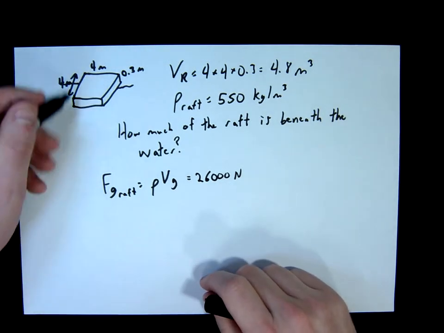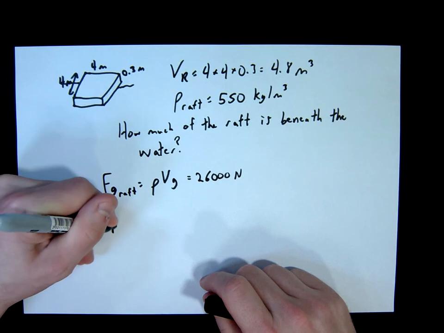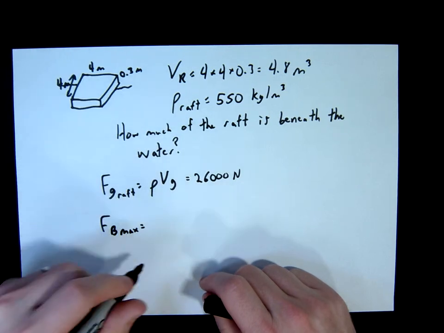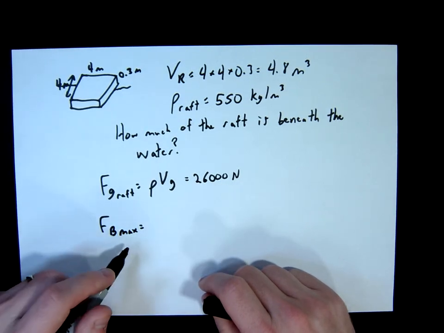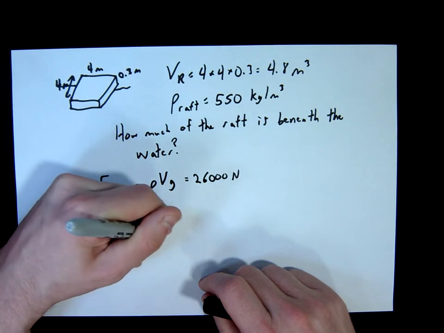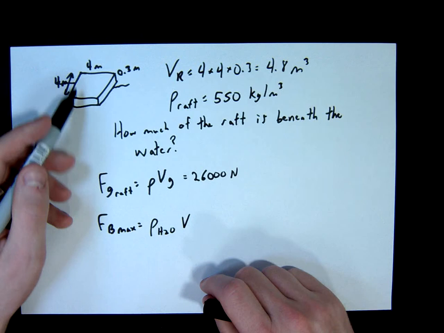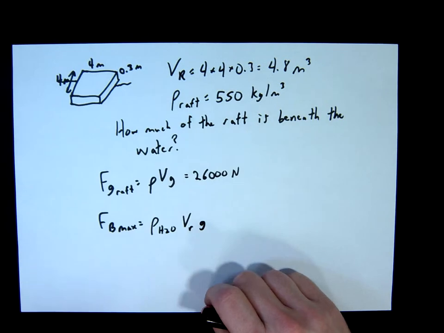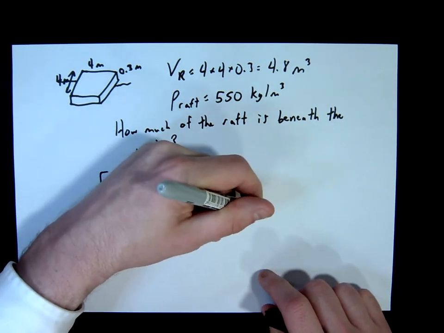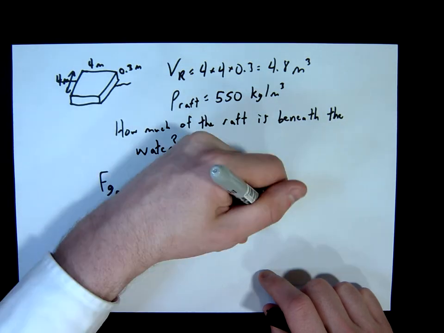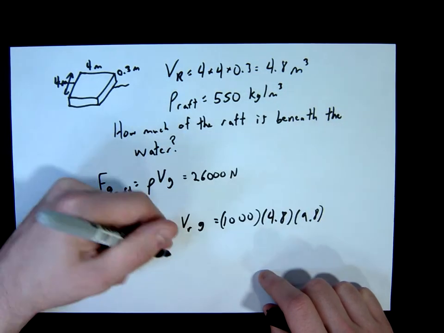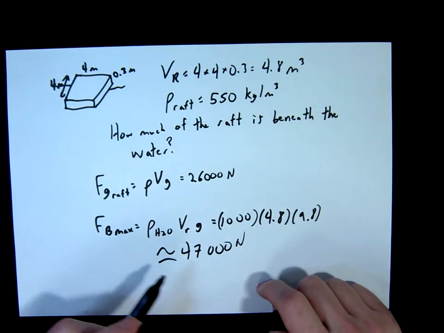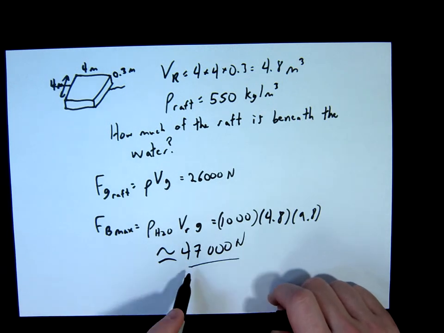Now, if all of this raft were underneath the water, the buoyant force, and I'm going to call it the maximum buoyant force, is going to equal the weight of the fluid displaced. And so the weight of the fluid displaced will be the density of water times the volume of whatever is displacing it. In this case, it's the raft. So I'm going to say the volume of the raft times G. Well, if we plug in our numbers here, you're going to get 1,000 times 4.8 times 9.8, which gives approximately 47,000 newtons. The reason I'm showing you this result is that if the entire raft were underwater, this is how much buoyant force would be pushing on it.